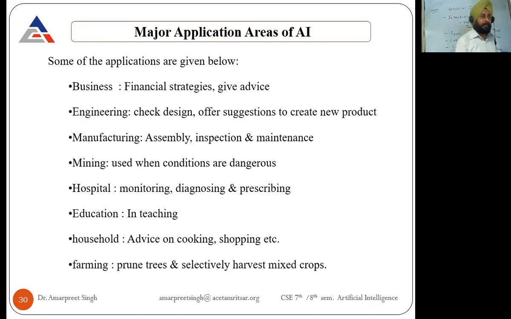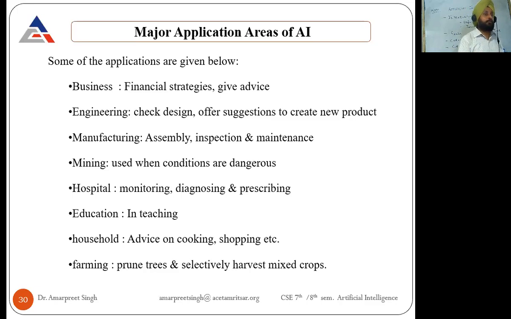Major application areas of AI. Business: in business, AI is being implemented for financial strategies and giving advice. Engineering field: in design, suggestions, and creating new products and projects. Manufacturing unit: assembly line, inspection and maintenance. So AI is being used in all these terms in a manufacturing unit also. In mining, it is used when conditions are dangerous.